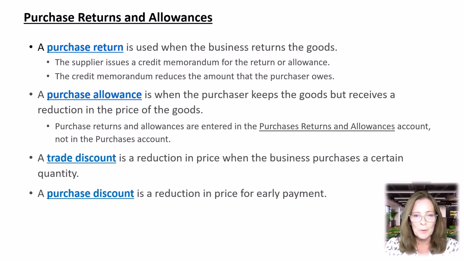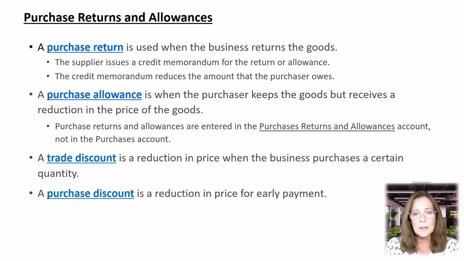A purchase allowance occurs when the purchaser keeps the merchandise but receives a reduction in the purchase price because the goods are damaged, defective, or otherwise unsatisfactory. Just as with the purchase return, the supplier issues a credit memorandum to document the reduction. Both purchase returns and purchase allowances are recorded in the purchases returns and allowances account rather than the purchases account. This account provides a complete record of all purchase reductions and helps management identify potential issues with suppliers, product quality, or shipping practices.